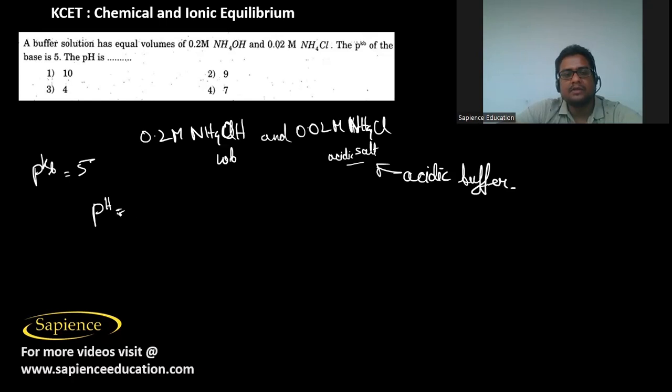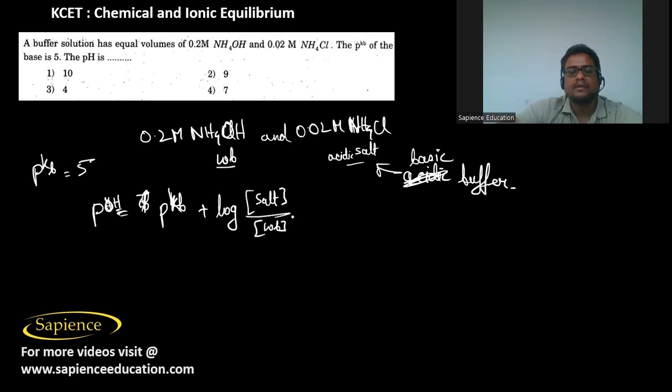It is a basic buffer, since it is a weak base plus its salt. So here we have to find pOH. pOH will be equal to pKb plus log of the concentration of the salt by the concentration of the weak base. And from here we can find out pH also. pH will be equal to 14 minus pOH.